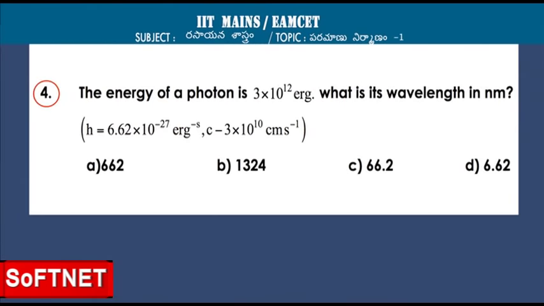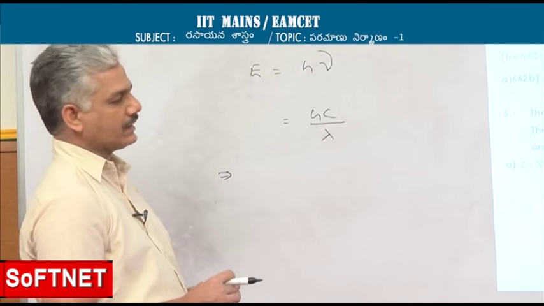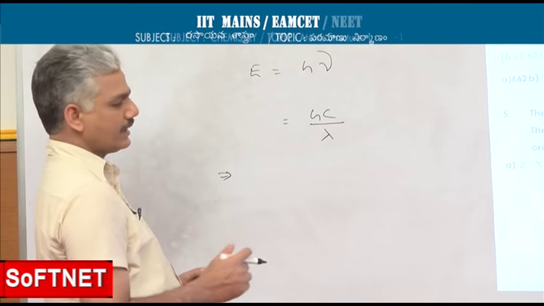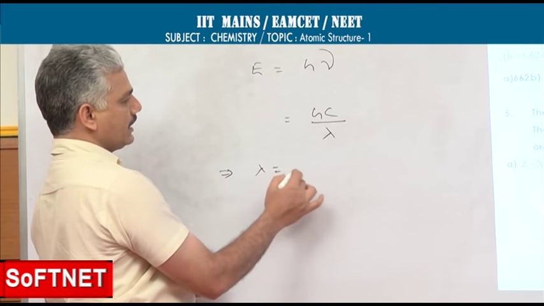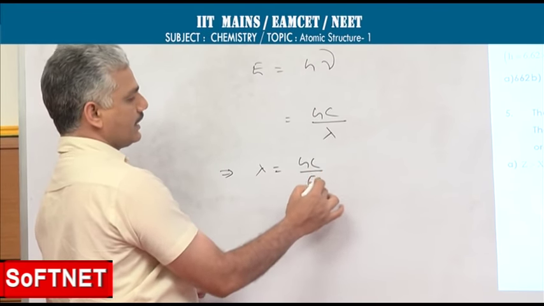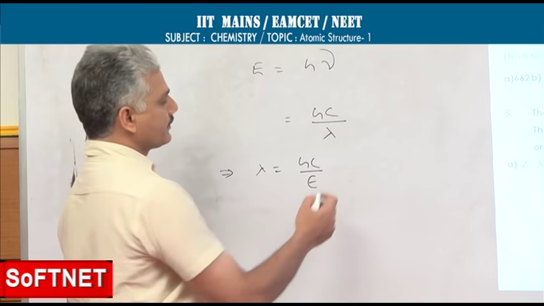Fourth question. The energy of a photon is given as 3 into 10 power minus 12 ergs. We have to calculate its wavelength in terms of nanometers. The energy of a particle can be calculated by means of this relation. We need to calculate the wavelength. We will make use of the second relation. From the second relation, lambda is equal to hc by E.